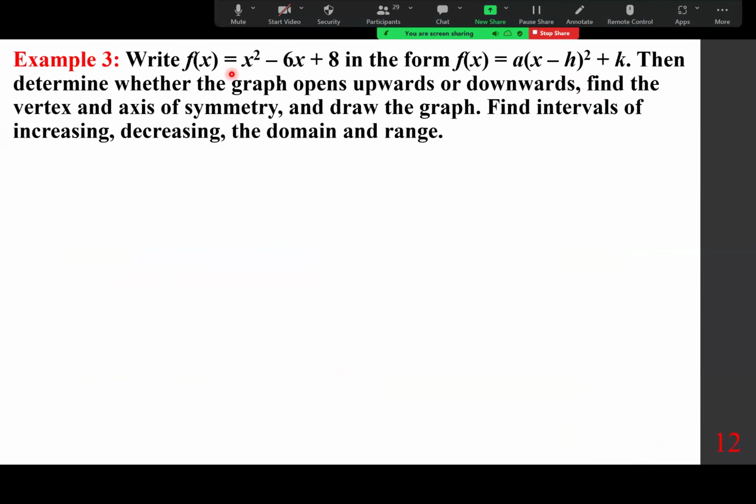Write f of x equals x squared minus 6x plus 8 in the form of f of x equals a times x minus h quantity squared plus k, vertex format, and determine whether the graph opens up or down. Find the vertex, axis of symmetry, draw the graph, find the intervals of increasing, decreasing, the domain and range. So let's investigate this function with details. That's the bottom line.